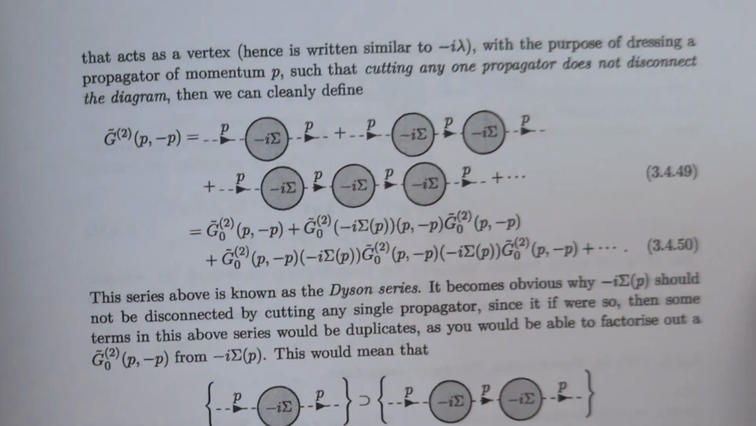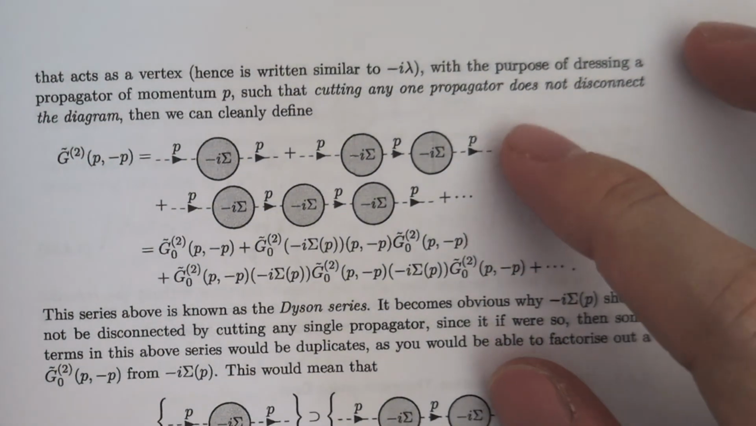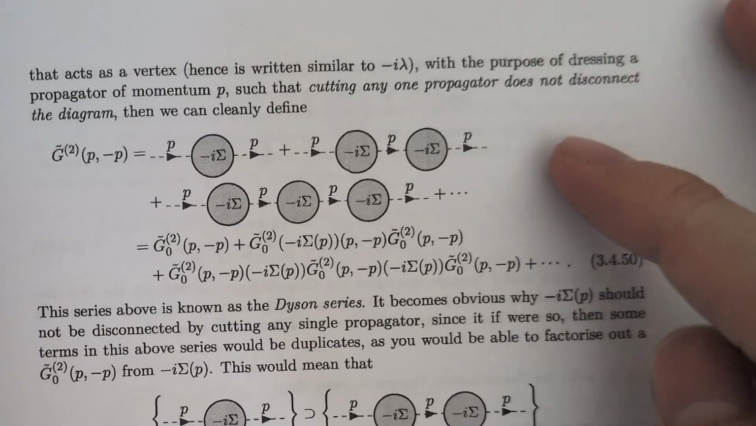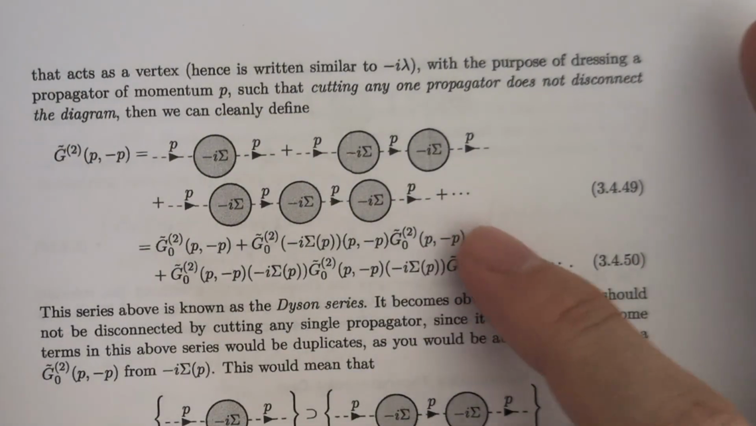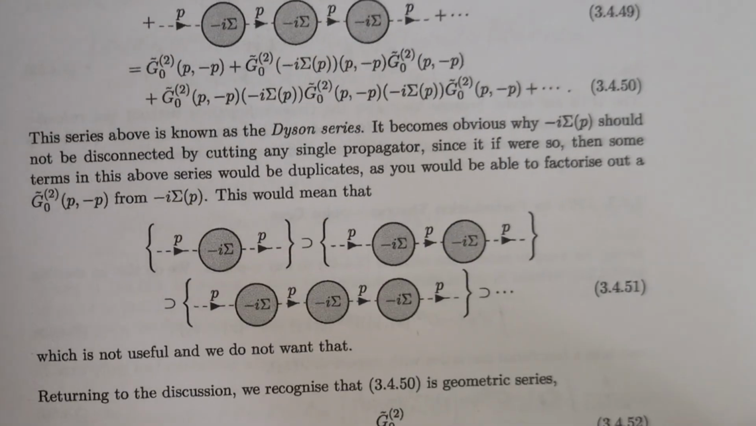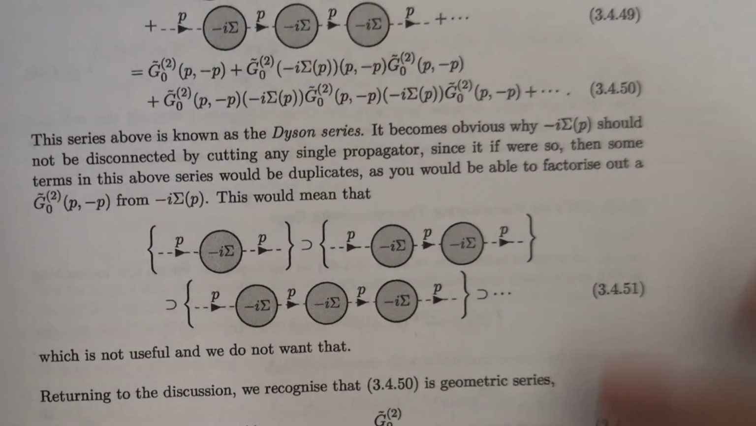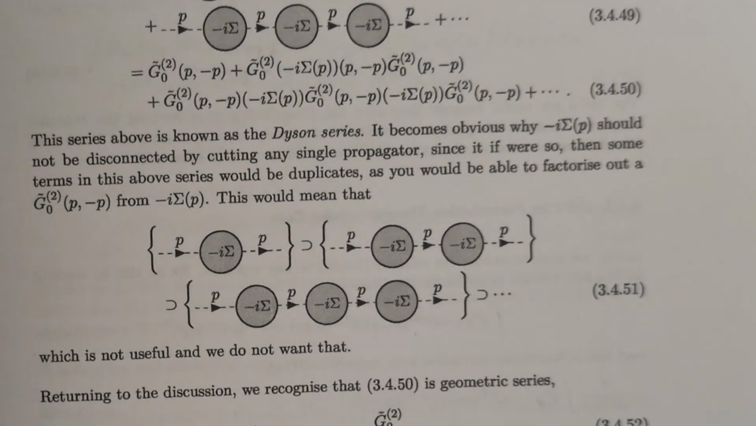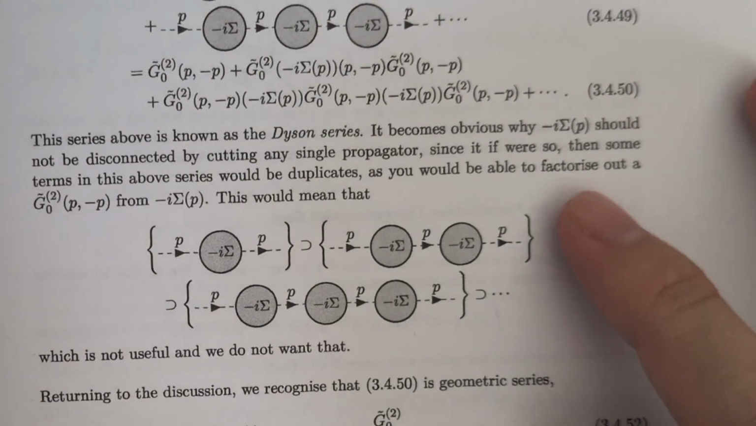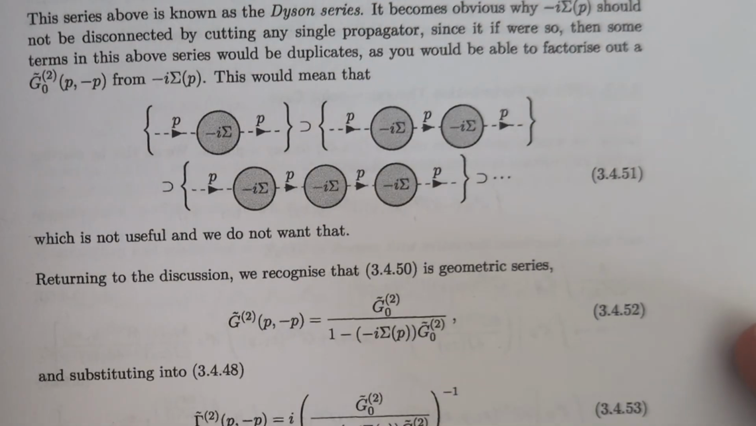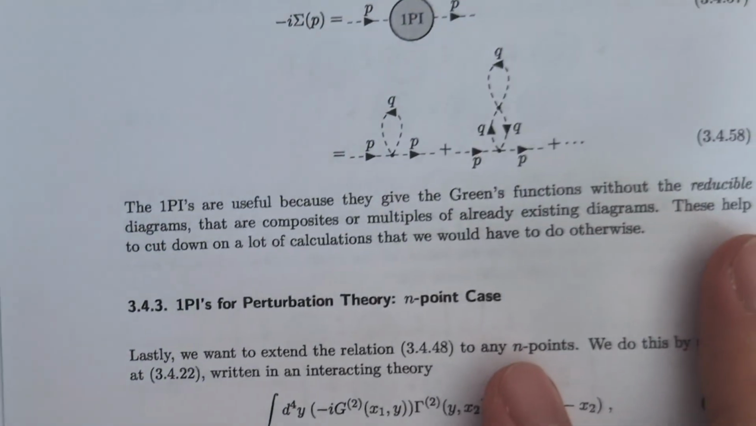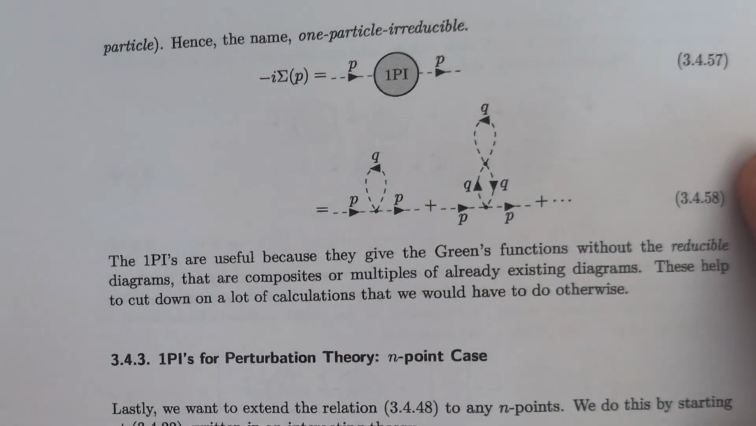And here are some very nice diagrams. This is called the Dyson series, and it sums up the 1PI diagrams. And here I give a little brief explanation on why the 1PIs have to have the properties that they do. There are more nice diagrams coming up.